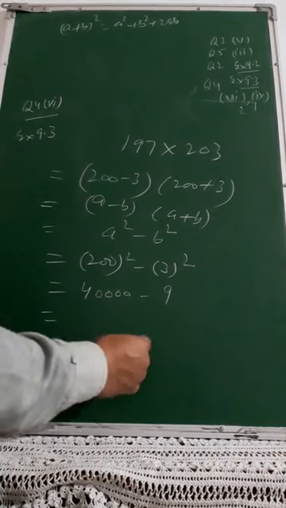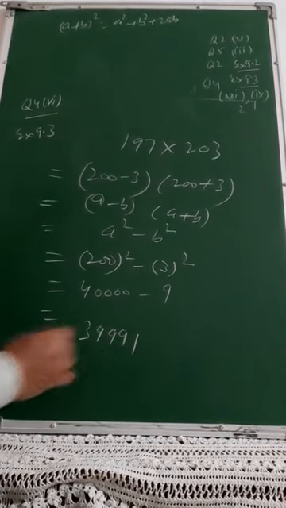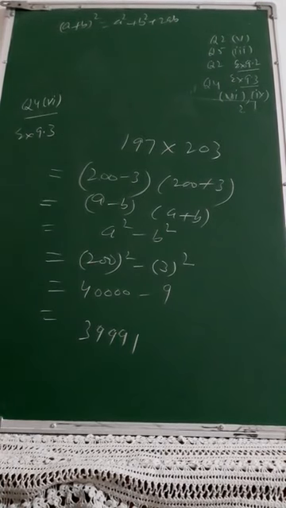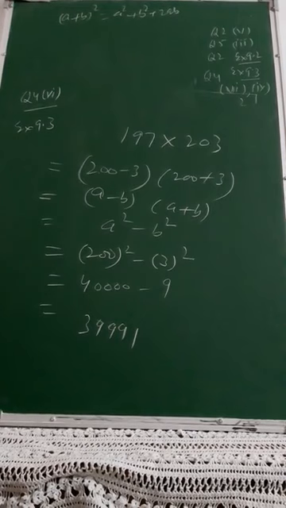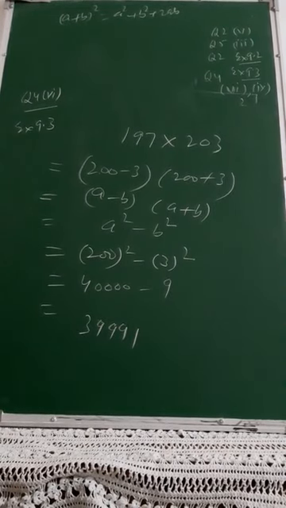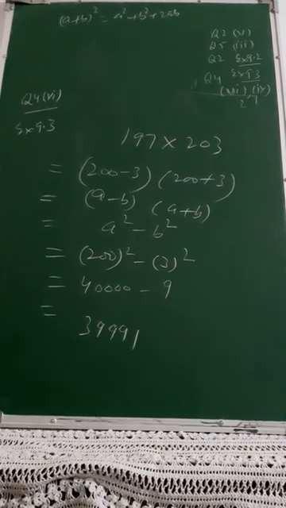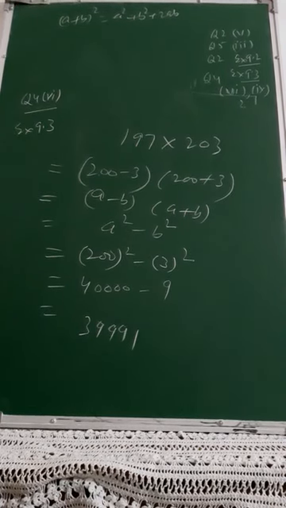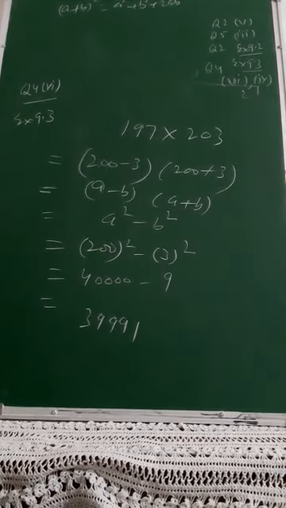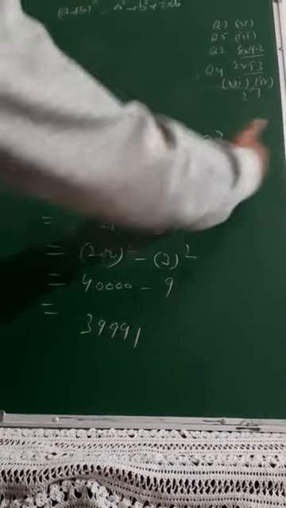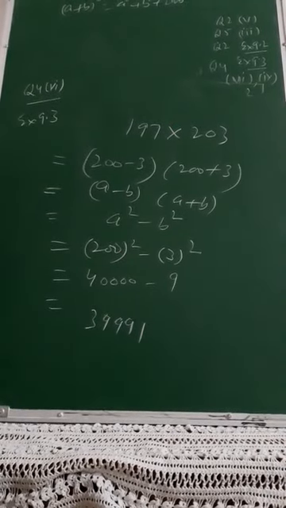So you subtract it, and finally you will be getting the answer 39991. So that is the solution for this, that you can see finally. You can check it by doing the usual multiplication, 197 into 203, just to check your answer. But when the question is identity based, you are never allowed to do directly the multiplication and write the answer. Such answers will not be entertained.